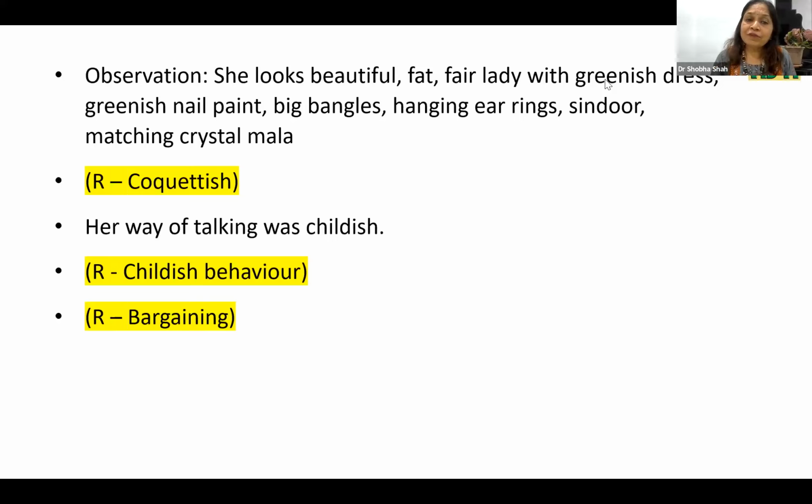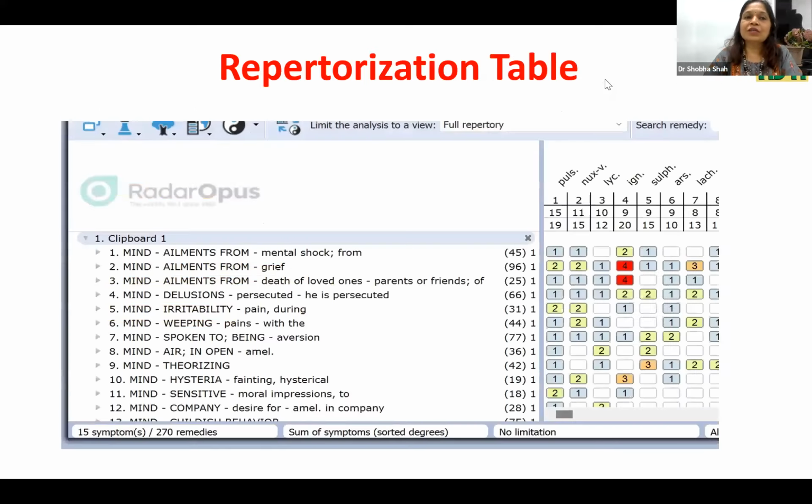Also, her way of saying was very childish. Her describing the case, I gave importance in my second analysis. And initially what she told me and what she asked for, the concession, I felt was her bargaining. So friends, when I analyzed and repertorized all these rubrics, the remedy which was coming up was Pulsatilla.